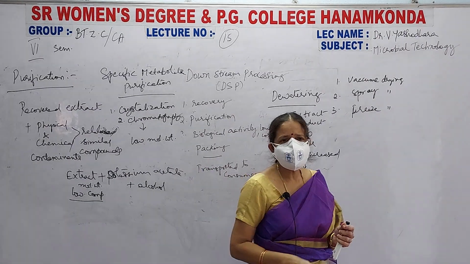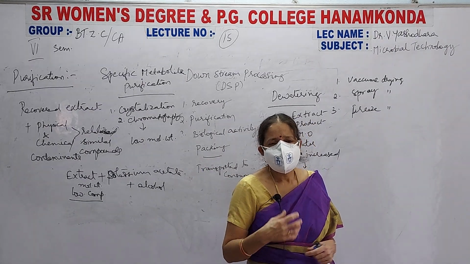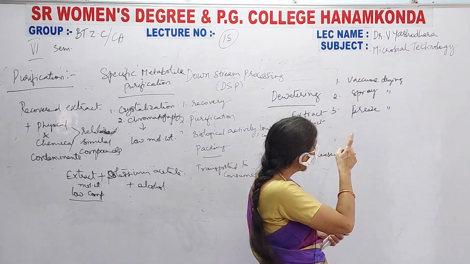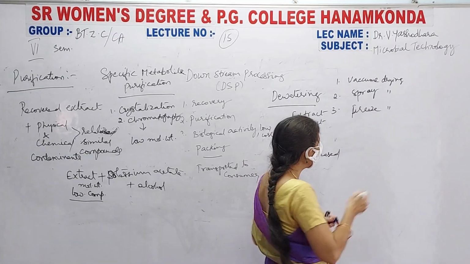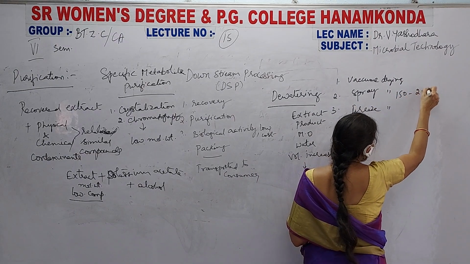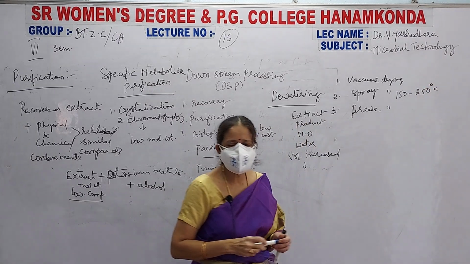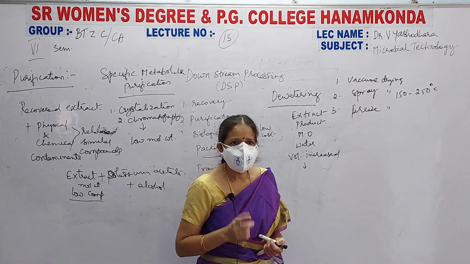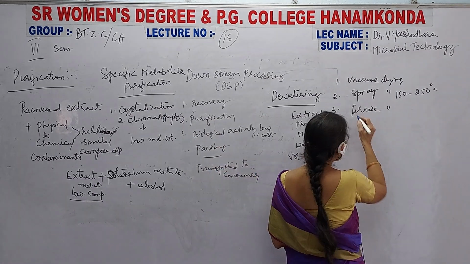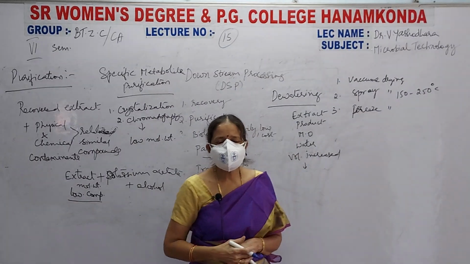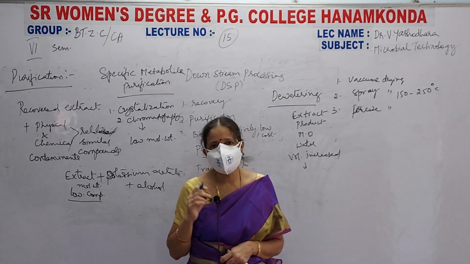Vacuum drying means you are using high heat, and heat and vacuum are created. That is called vacuum drying. Spray drying means you will be heating the compound at 150 to 250 degrees centigrade. Hot air is passed through your product so that the product gets dried. Coming to the next one, freeze drying. Everyone knows, I have explained freeze drying in your previous classes, that is lyophilization.